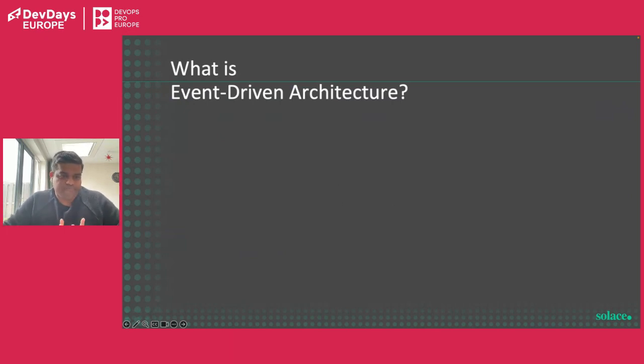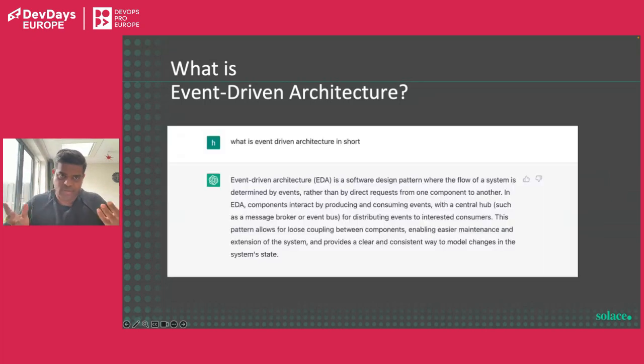That brings us to what event-driven architecture is. Now, everybody is doing ChatGPT, right? So I asked ChatGPT, hey, what is event-driven architecture? And it gave me this big a response. I said, give it to me in short. And it says it's a design pattern where the system flow is determined by events. It allows for loose coupling, easier maintenance, and extensions, amongst other things.